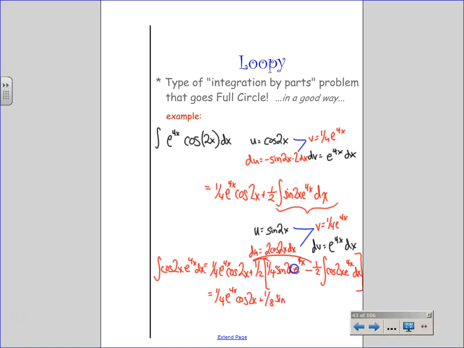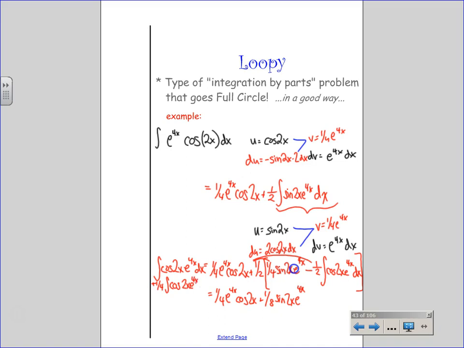Double check my math along the way and make sure that I'm right. Sine of 2x e to the 4x. Now, it would be an integral that matches with this integral. What do I do whenever I have like terms? Combine them. So what do I do? I add this guy to that side, and I say, oh, plus.